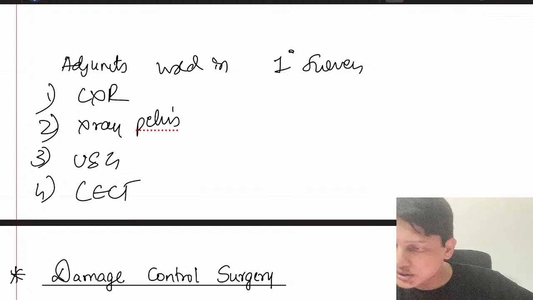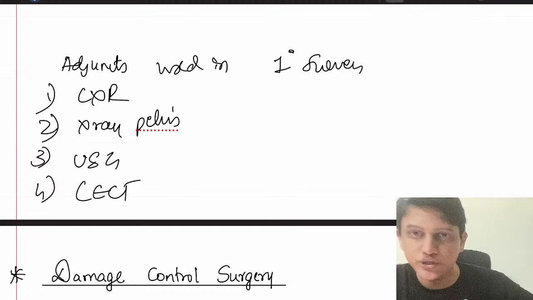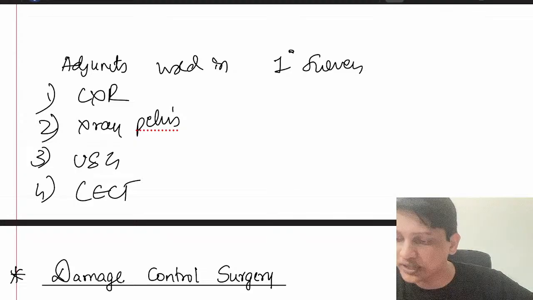Muffled heart sounds. Then Glasgow Coma Scale, Shilpa, I'll explain. When I discuss head injury, I'll discuss the Glasgow Coma Scale in detail for you.